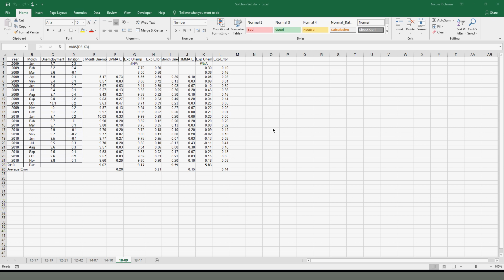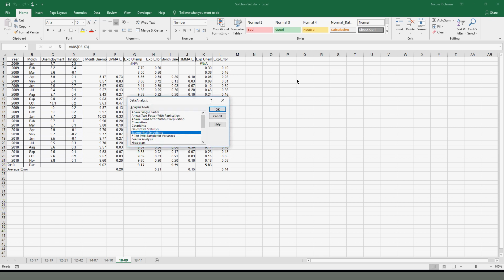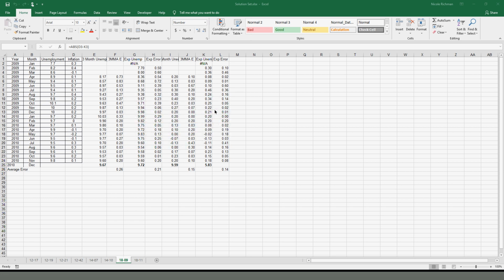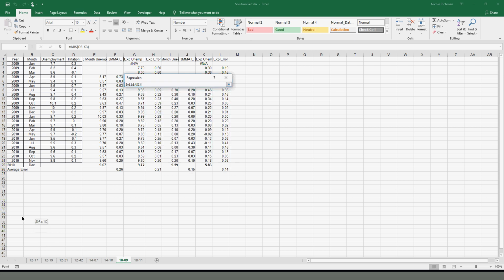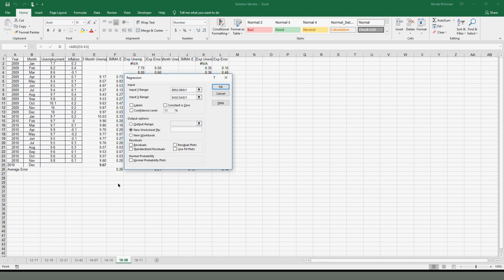Now I'll back up a little bit and show you how to do regression analysis using our data analysis in Excel. So when we do data analysis, again, if you don't have that, wait till the end of this and I'll show you how to add that to your Excel. And now we're going to choose regression. And we say OK. Again, input our known y's, input our known x's.